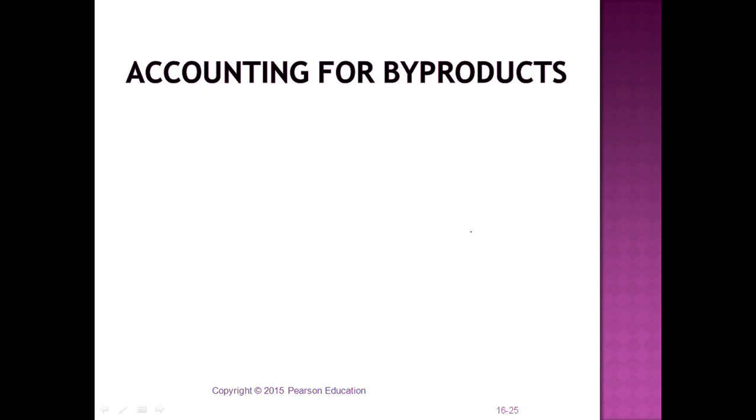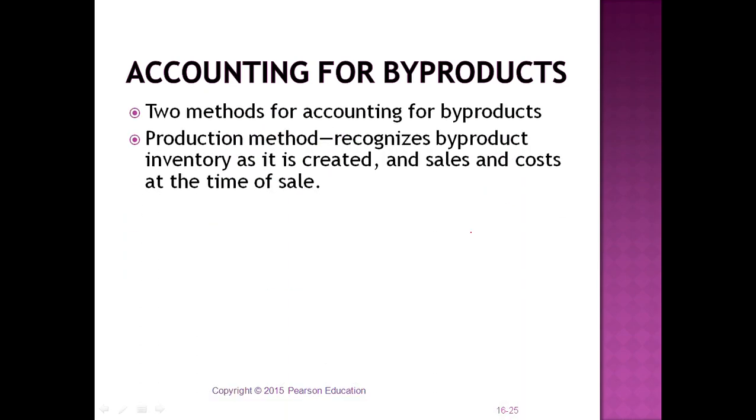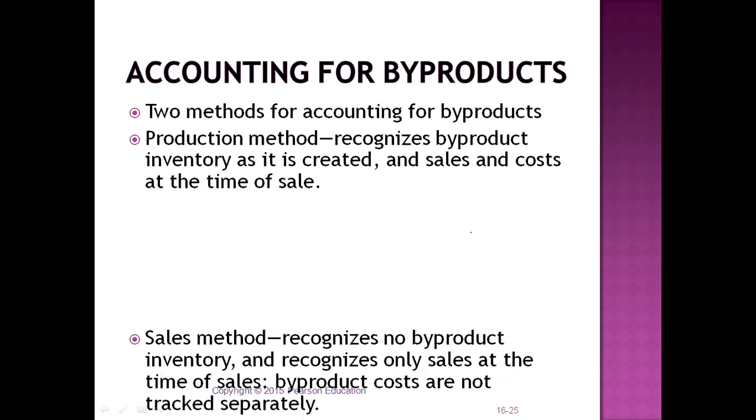Right, so let's come to the last part. We talk about byproducts. For the byproducts, there are two methods which you can use for distributing the joint cost to the byproducts. Now, many companies do not allocate the joint cost to the byproducts. However, if they have decided to do so, then they use two methods.